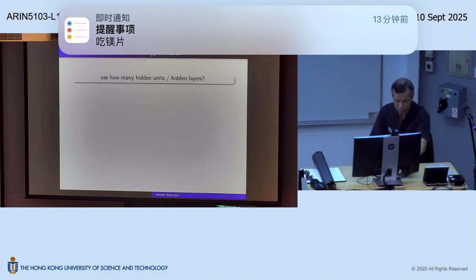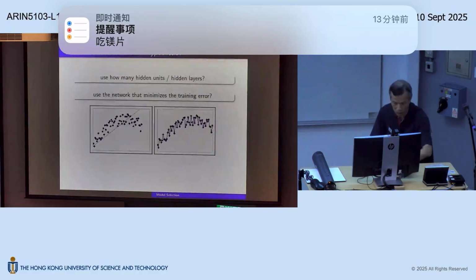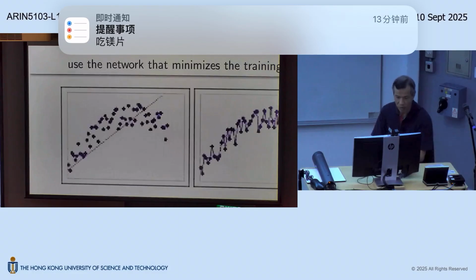However, when we say we want to pick the best model, later on when we talk about neural networks, say for example, you have to pick how many hidden units, how many hidden layers, and so on. Then you may not want to pick a model which minimizes the training error. In the regression case, this is pretty obvious. Suppose that we want to do regression on this data set, and you can see that intuitively it is pretty noisy, right?